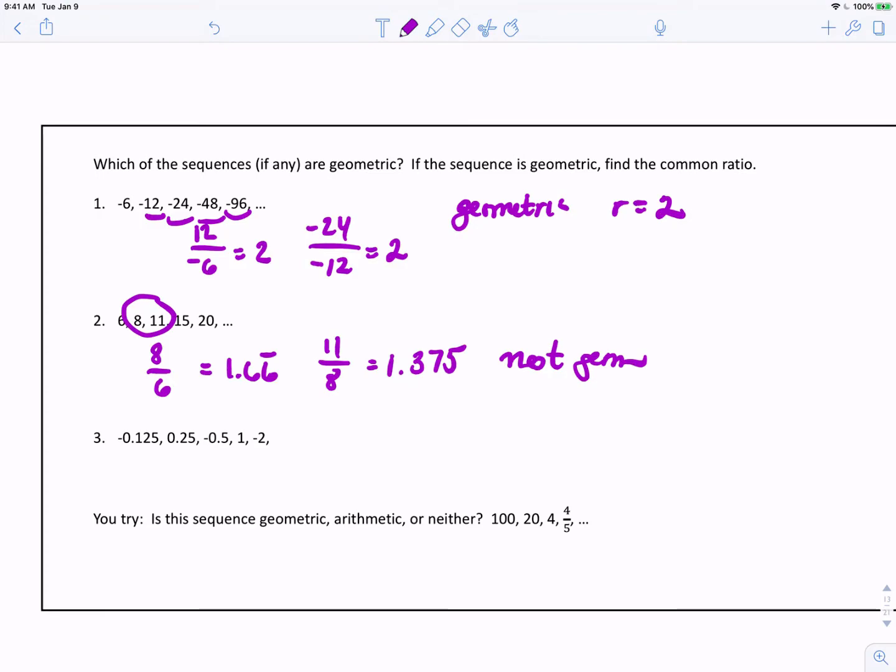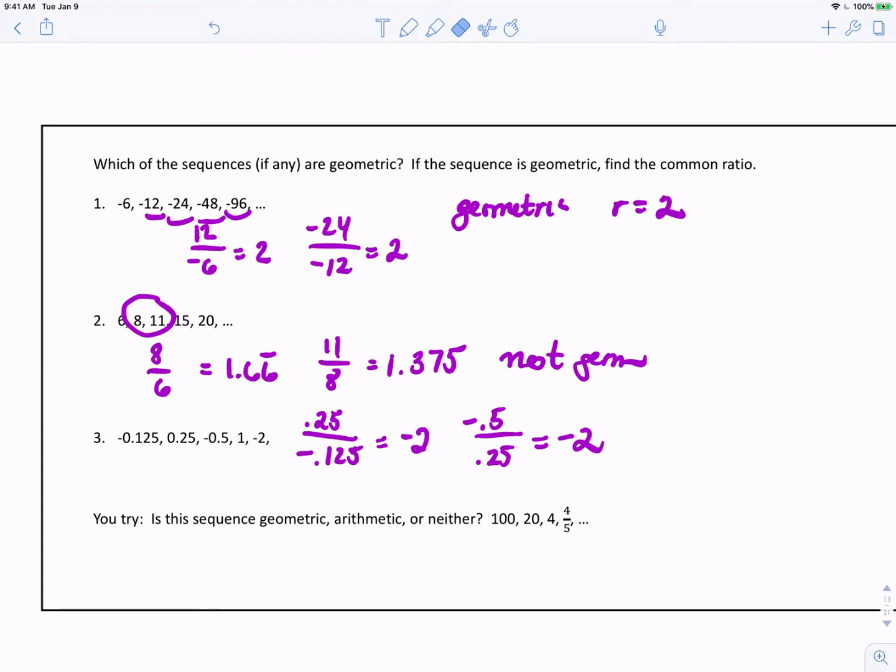Let's do one more. All right, so 0.25 divided by negative 0.125. This is negative 2. Let's take a look at the next pair. If we take negative 0.5 divided by 0.25, we also get negative 2. So we think this is geometric with a common ratio of negative 2.